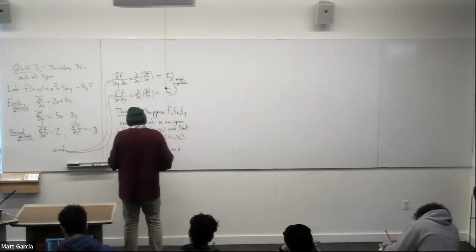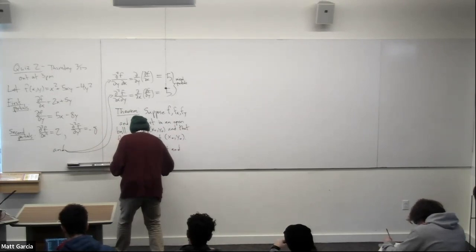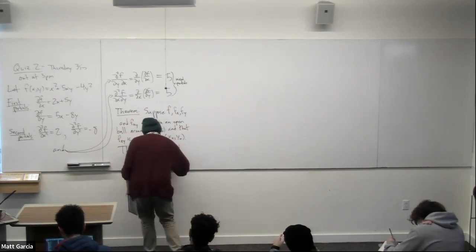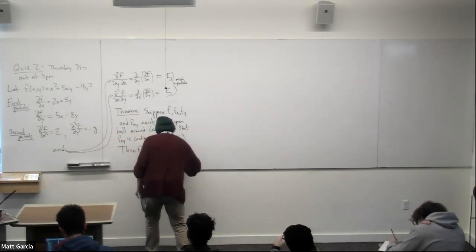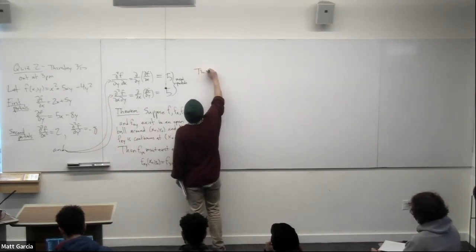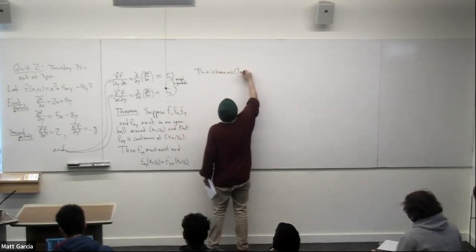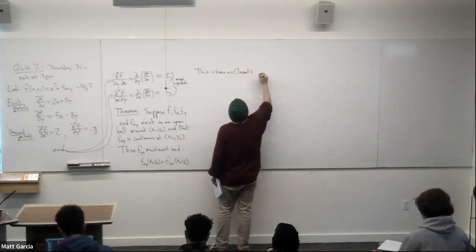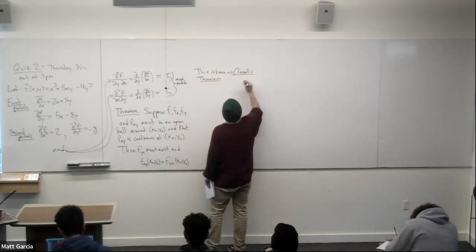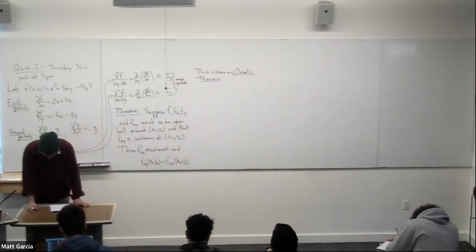And what do we have? fxy evaluated at our point of consideration, x naught, y naught, is equal to fyx evaluated at x naught, y naught. This is known as Clairaut's theorem, by the French mathematician Clairaut.